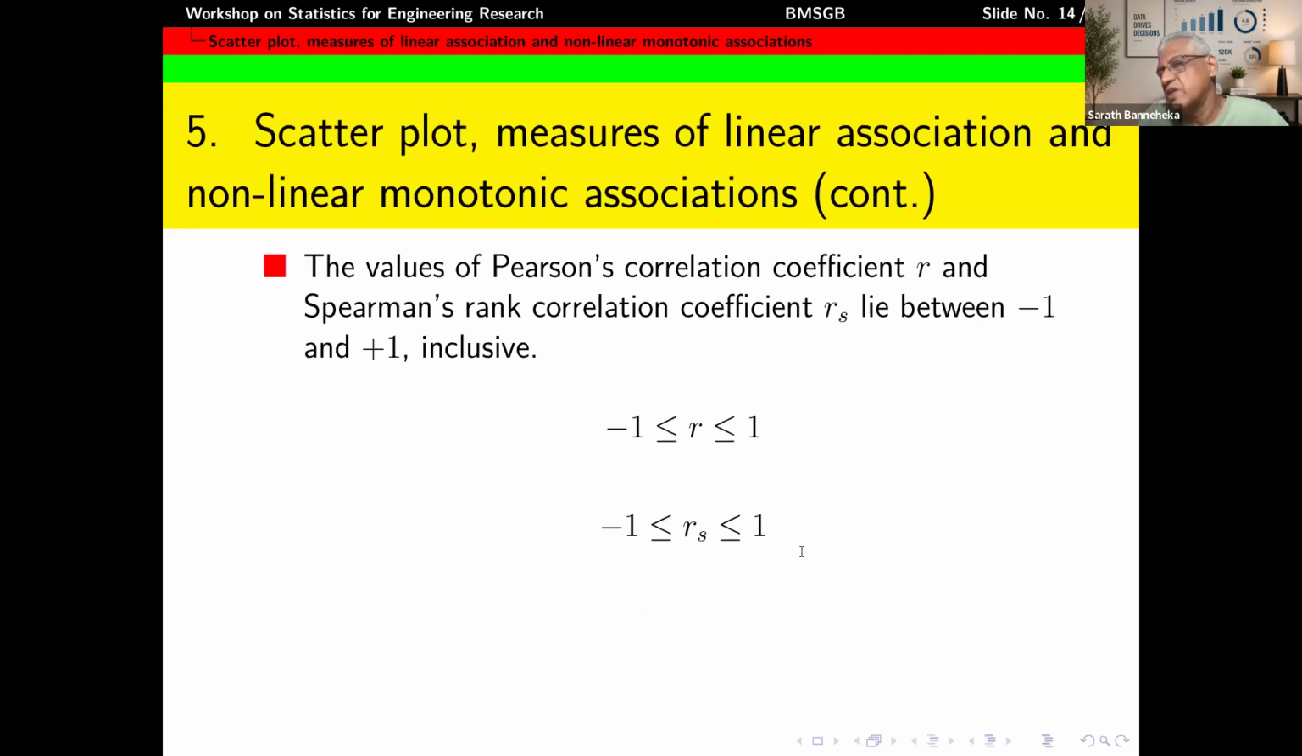Now, what are the properties of these quantities R and RS? When you calculate this quantity, whether it's R or RS, they are always between -1 and +1, right? -1 and +1 very rarely occur, almost no situation, but theoretically they can be -1 or +1. Practically what you get is a negative or positive decimal number between -1 and +1.